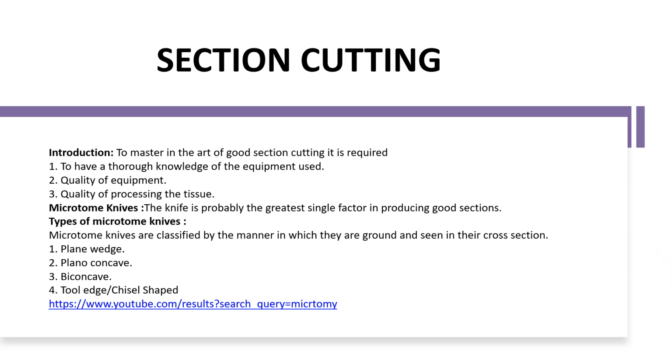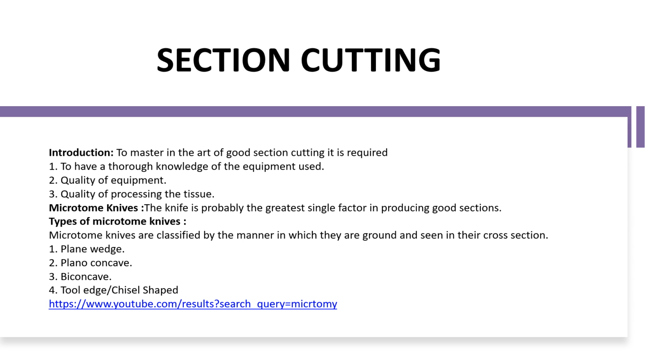To master the sectioning method, we have to have a thorough knowledge of the equipment, that is the microtome, quality of the equipment, and quality of processing the tissue. The most important part of the microtome is the microtome knife. There are many types of microtome knives used before, but nowadays we have a disposable blade for the microtome. Microtome knives are probably the greatest single factor in producing good sections.